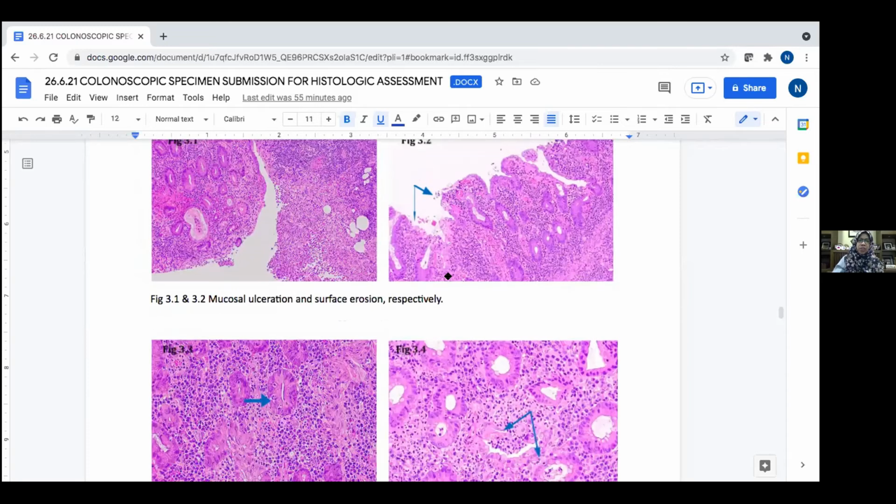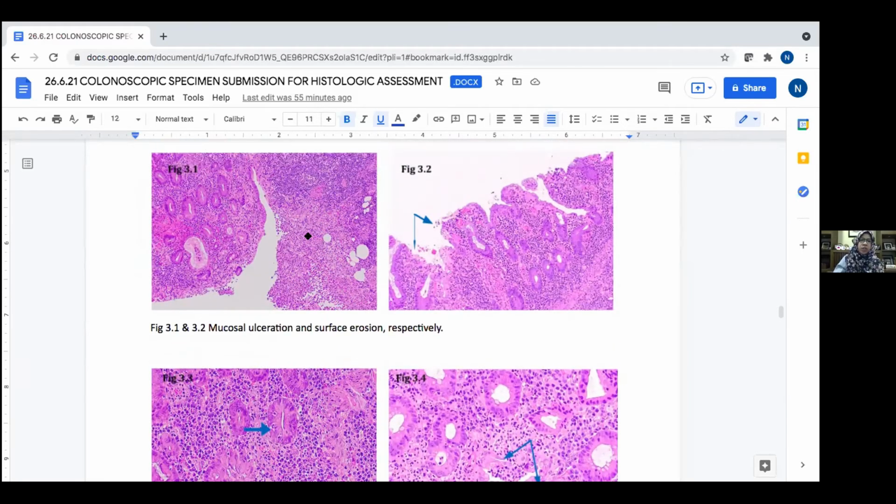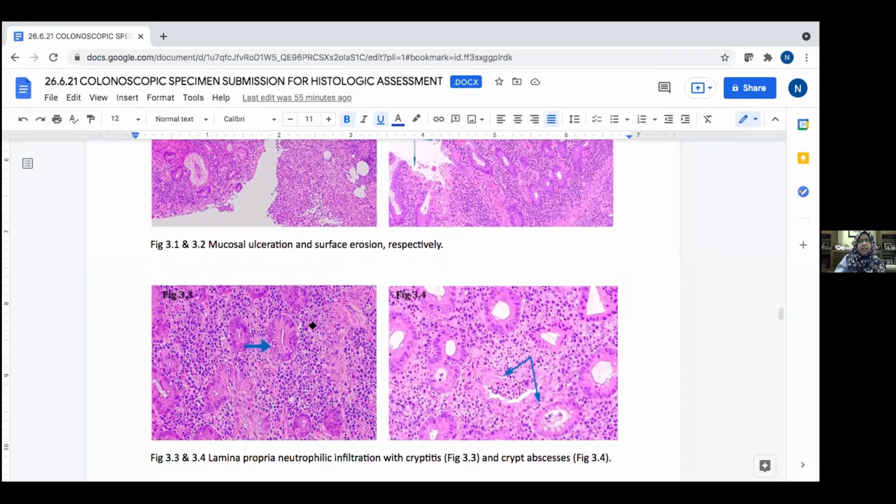So these are some pictures in figures 3.1, 3.2 until 3.4. You see ulceration here, and surface erosions, and cryptitis, with neutrophils within the crypt epithelium, neutrophils within the lamina propria, and then there are two crypt abscesses here.